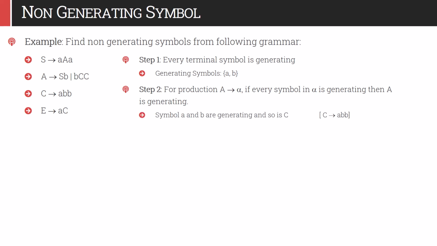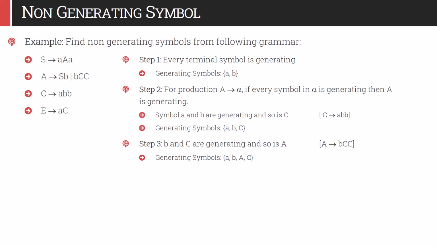So if we look at production number 3, C derives ABB. All 3 symbols on the right hand side of the production of C are generating, and hence C is also generating. So now our generating symbol set would be a, b, C. If we look at the production A derives BCC, then b is also generating, C is also generating. So all the symbols on the right hand side of production A derives BCC are generating, and hence capital A is also generating. So our generating symbol set would now be a, b, capital A, capital C.